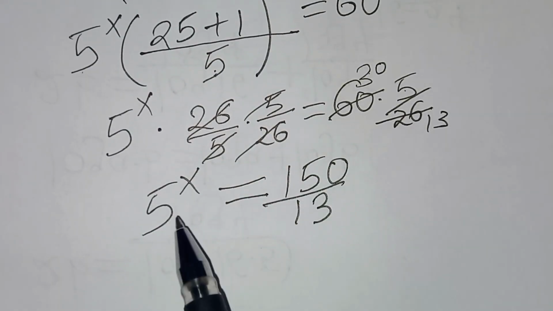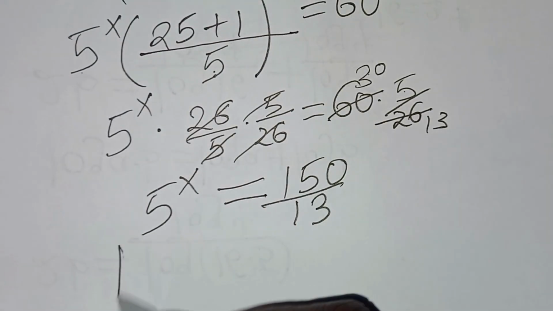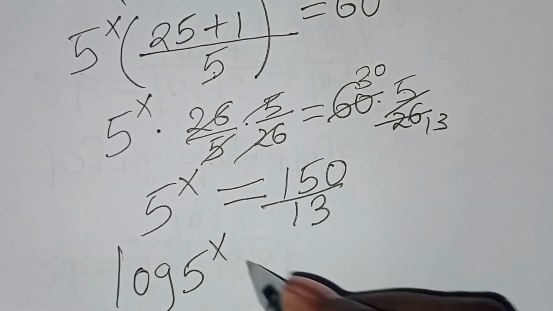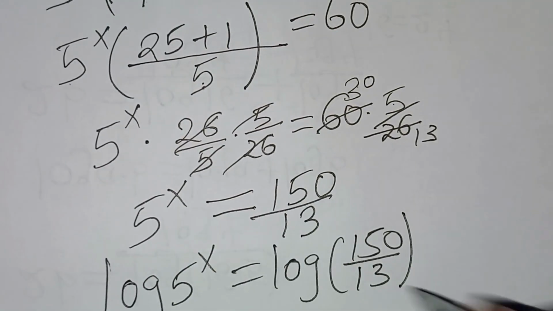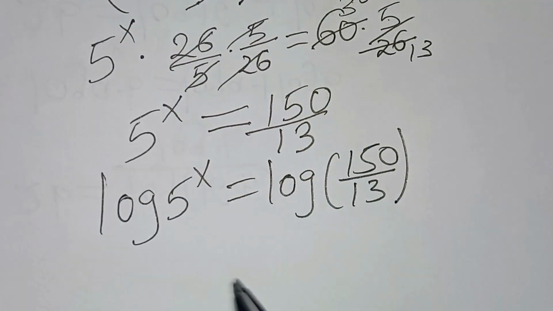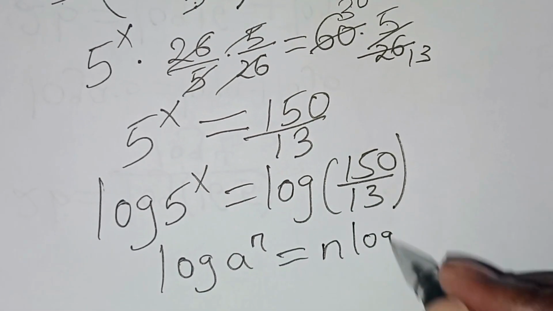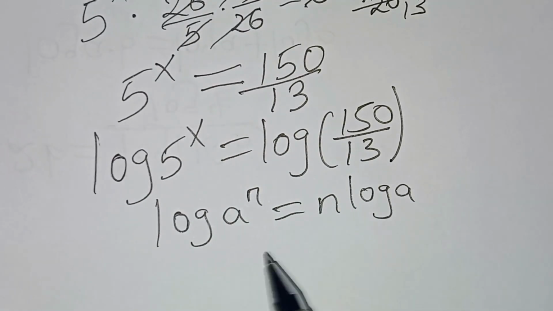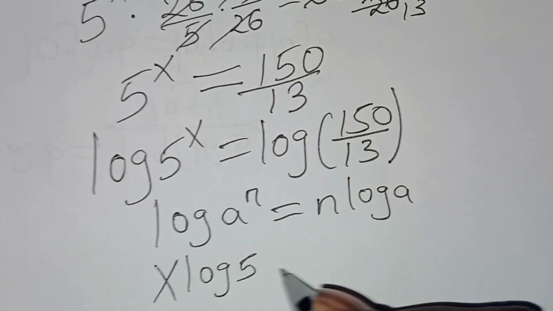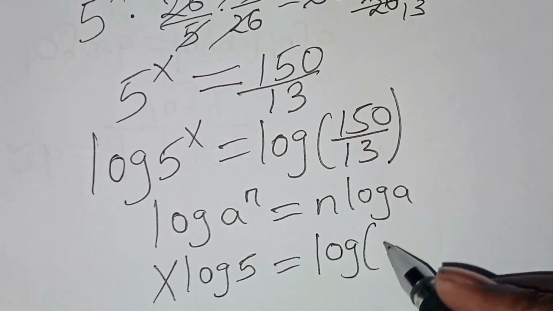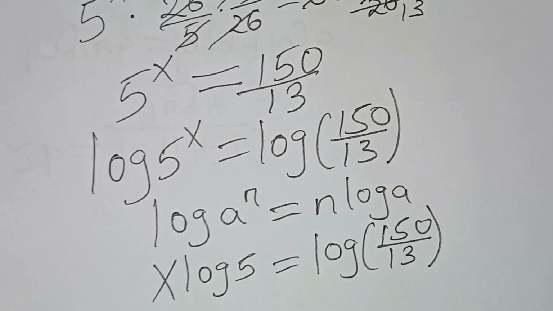The next step here, to solve for the value of x, we introduce the natural logarithm on both sides. So that here we'll have log 5 to the power x, this is equal to log 150 divided by 13. So we find that log 5 to the power x, this is in the form of log a to the power n, which we can express as n log a. Applying this power rule property of logarithm, then log 5 to the power x becomes x log 5. This is equal to log 150 divided by 13. Then we divide both sides by log 5.